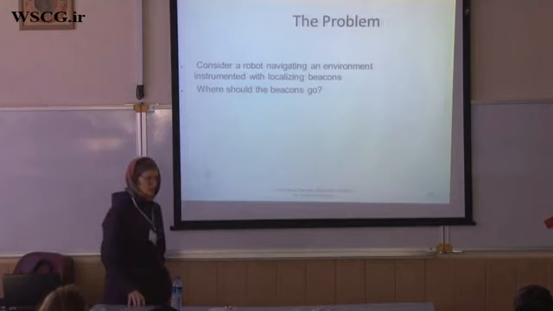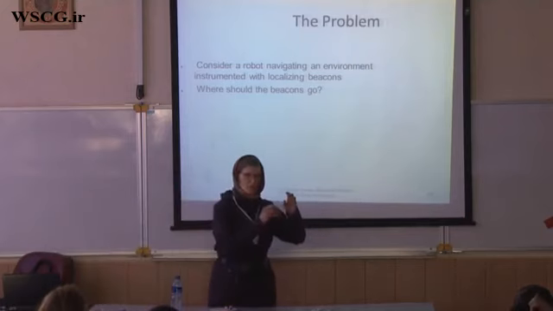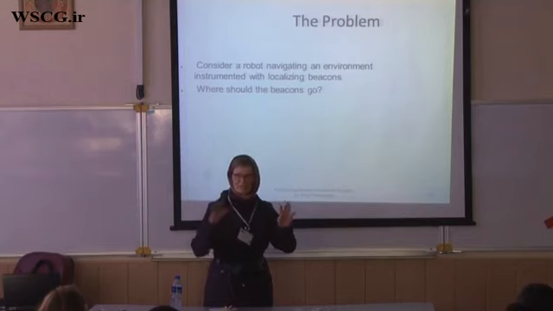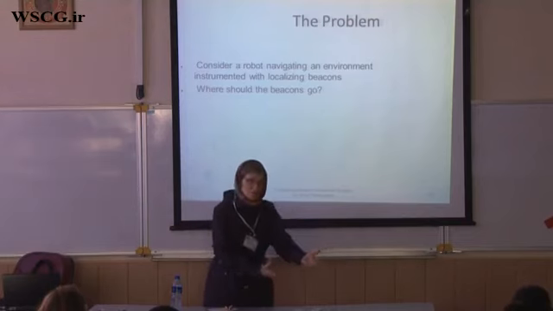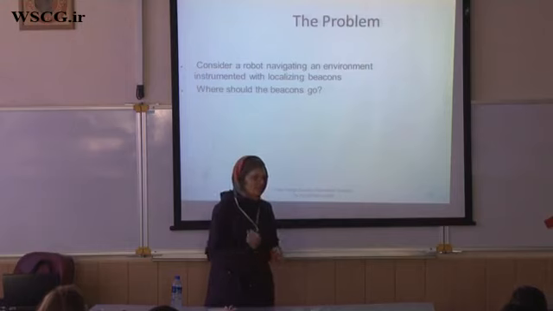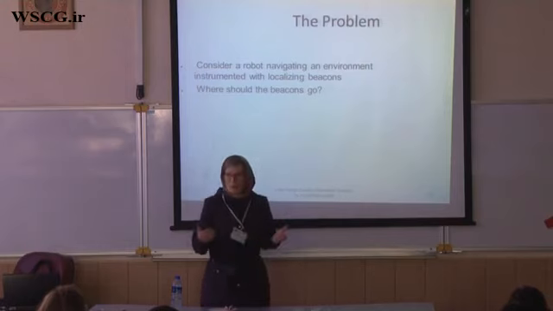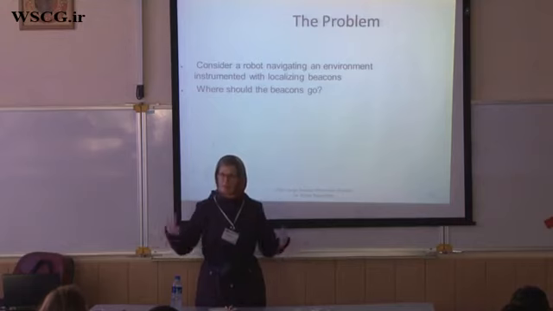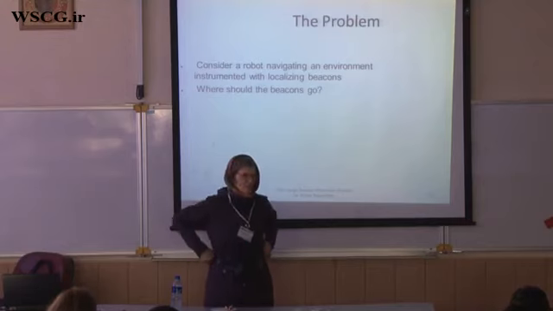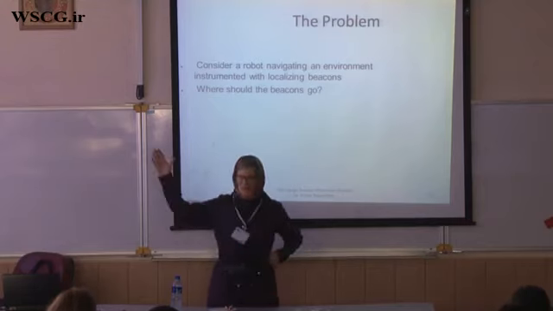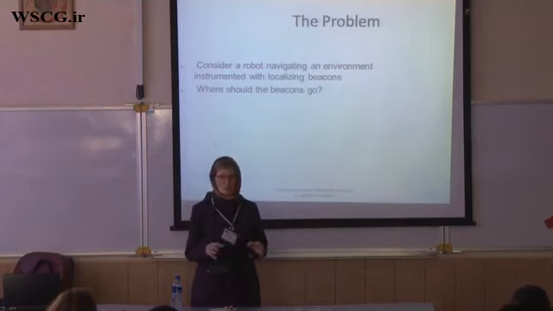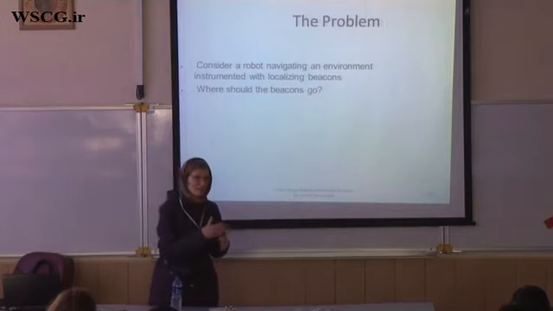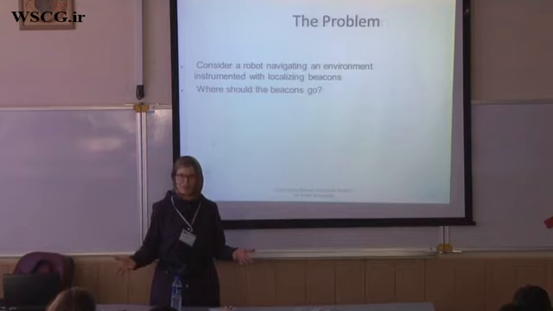So the question becomes, if you're going to navigate with the help of some devices, instruments that you put in the environment, where should you place them? You have beacons, say, that are going to help guide this robot. Where do you place the beacons? You don't have a big research budget, so you're not going to just put hundreds of thousands of beacons. Maybe you're going to put 10 beacons or 15 beacons. What's the strategy for placing them in a polygonal environment?